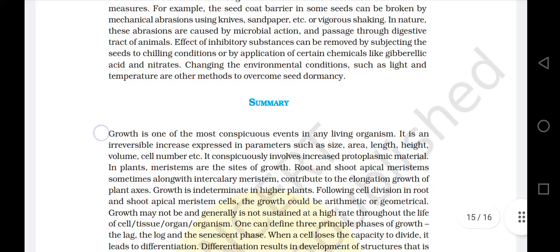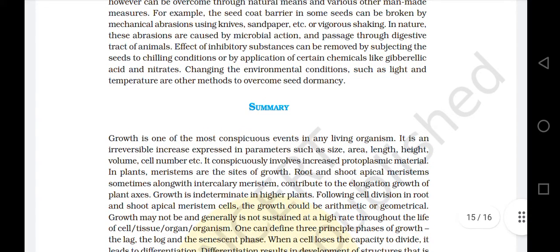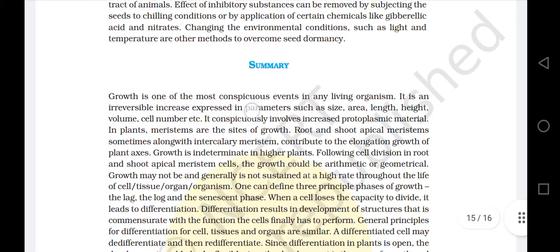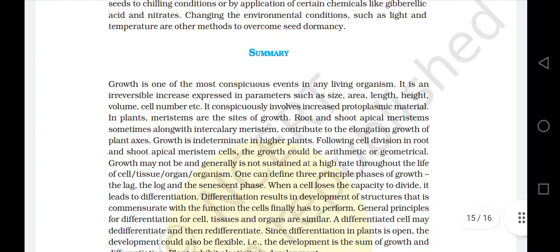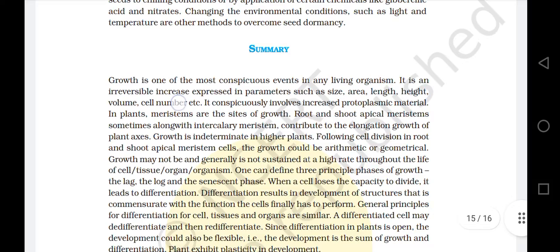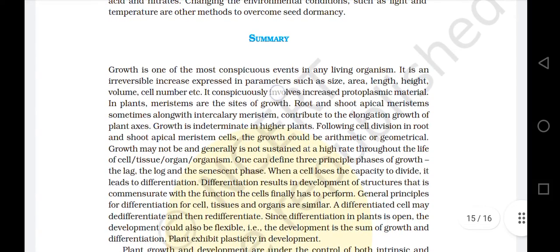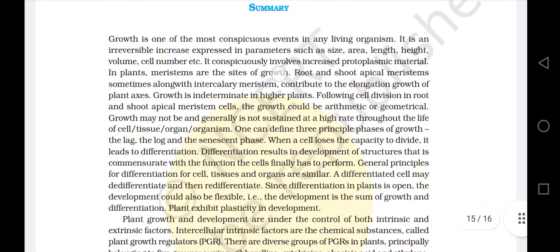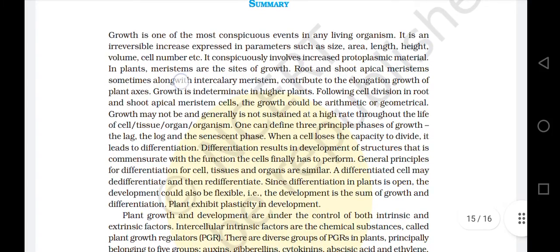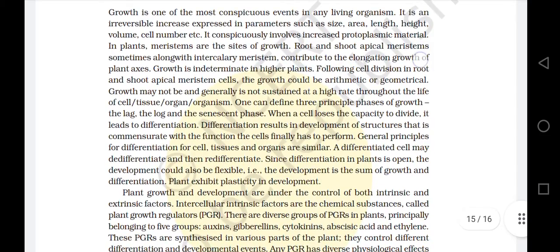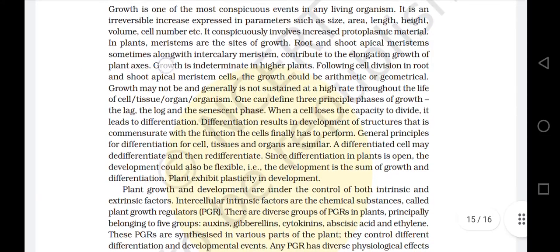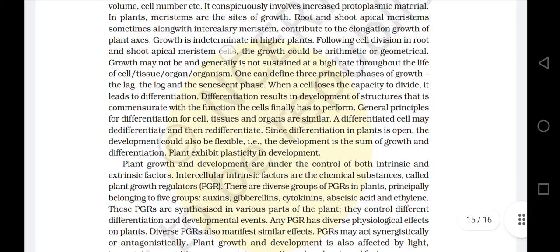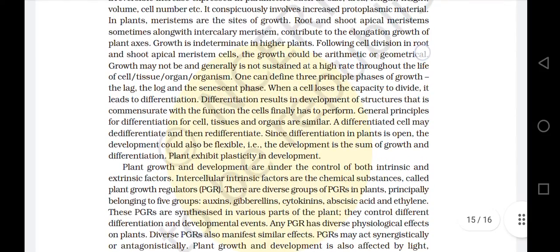In summary, growth is one of the most conspicuous events in any living organism. It is an irreversible increase expressed in parameters such as size, area, length, height, volume, cell number, etc. It conspicuously involves increased protoplasmic material. In plants, meristems are the sites of growth. Root and shoot apical meristems, sometimes along with intercalary meristems, contribute to the elongation growth of the plant axis. Growth is indeterminate in higher plants following cell divisions in root and shoot apical meristem cells. The growth could be arithmetic or geometrical.